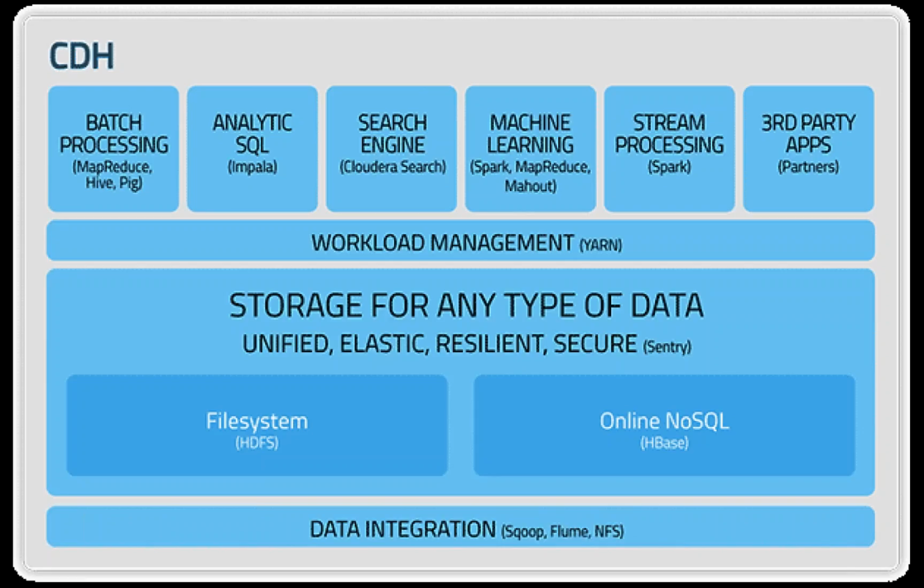If it is batch processing, you use MapReduce, Hive, and Pig. If you want to do analytics on your SQL data, you use Impala. And if you want to use a search engine, there is Cloudera Search, and you have some products like Solr. Machine learning: Spark, MapReduce, and Mahout. Try to understand the difference between Spark and MapReduce. MapReduce is batch processing, whereas Spark is real time, and you can do any kind of faster processing on Spark. Stream processing is also possible with Spark.